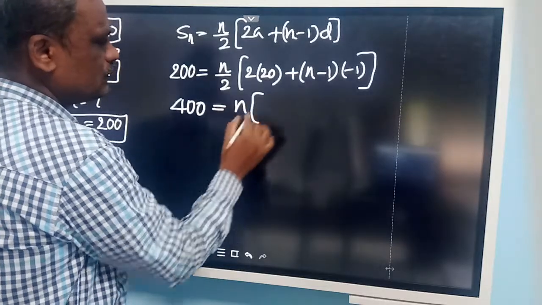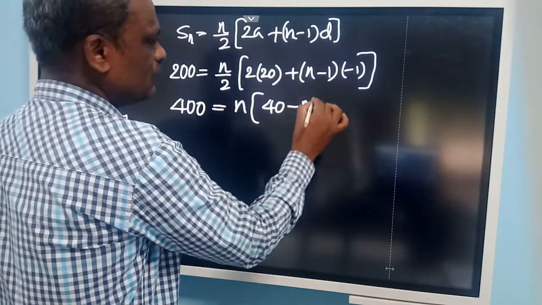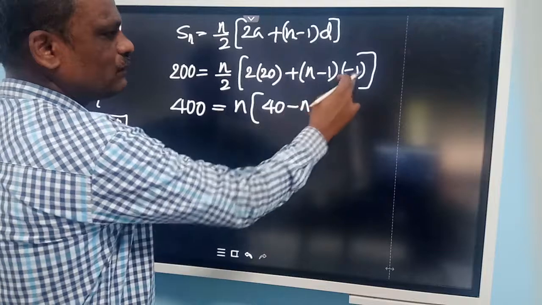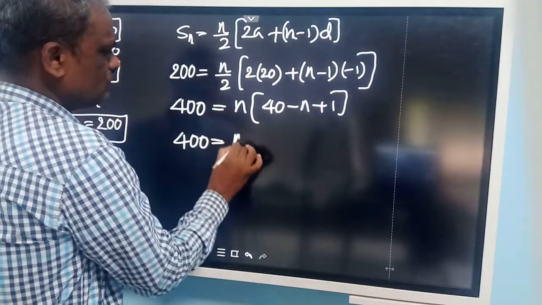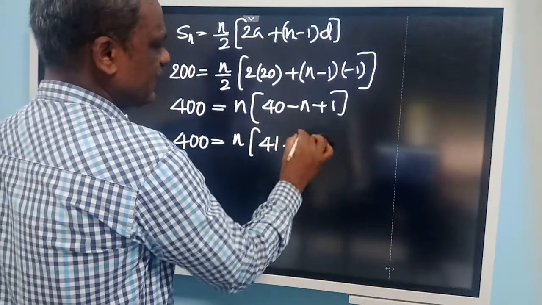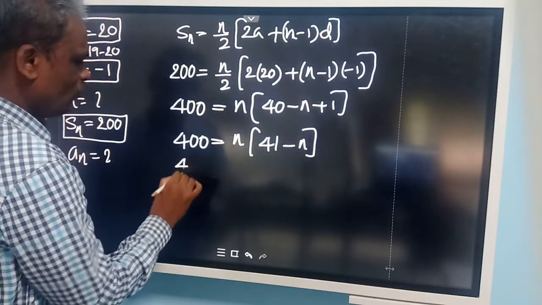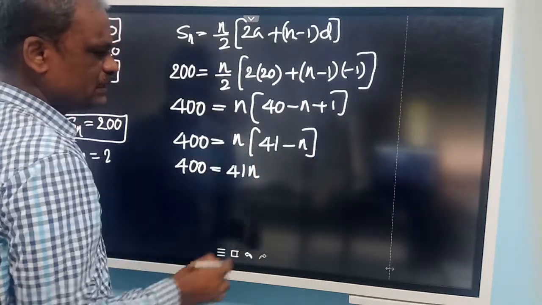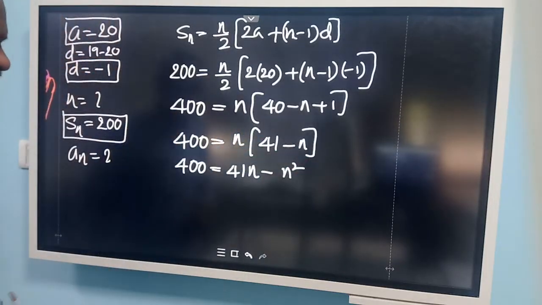n into (40, multiply this minus 1 inside: minus n plus 1). Minus into n, minus 1 into n is minus n; minus into minus is plus. So 400 is equal to n into (41 minus n): 40 plus 1 is 41, then minus n as it is. Now 400 is equal to 41n, multiply inside, minus n into n, n square. Transfer everything to the left-hand side now.